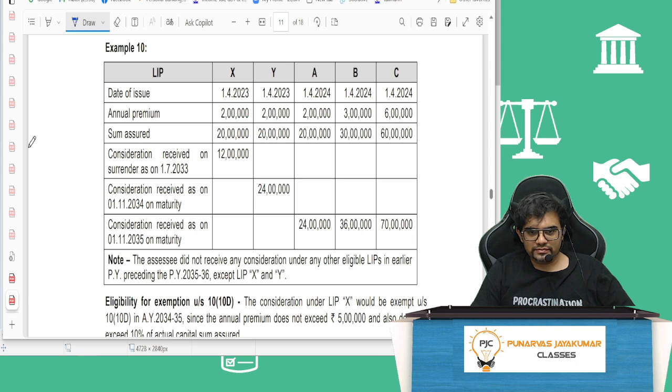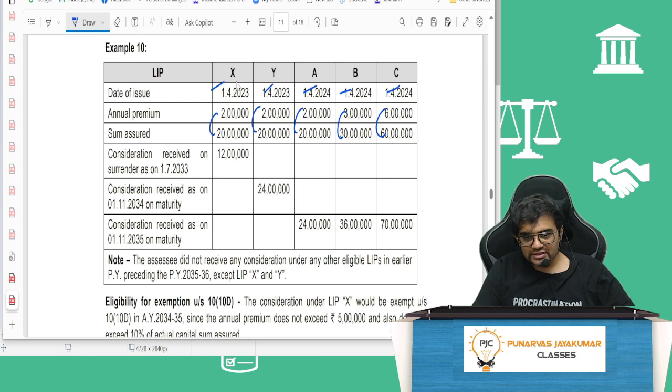Then last example. Easy guys, very easy. Cool with a cool mind. 23, 23, 24, 24, 24, all will come. 10%, 10%, 10%, 10%, 10%, all will come. No problem. Different years it's coming.